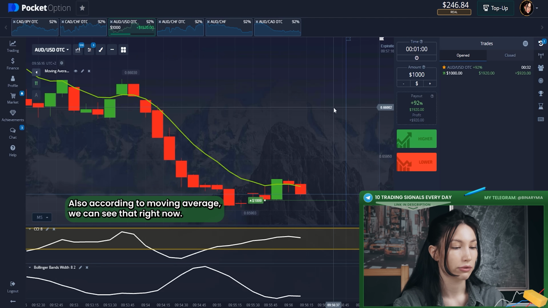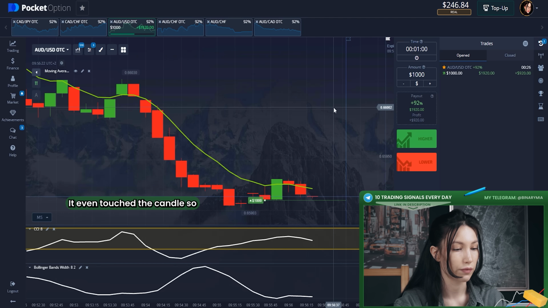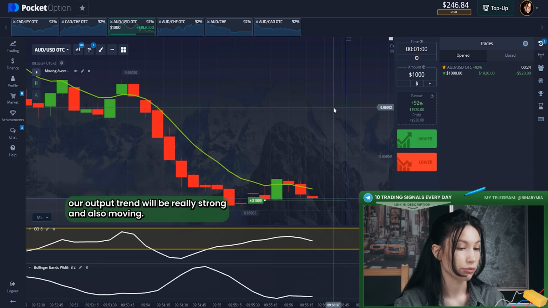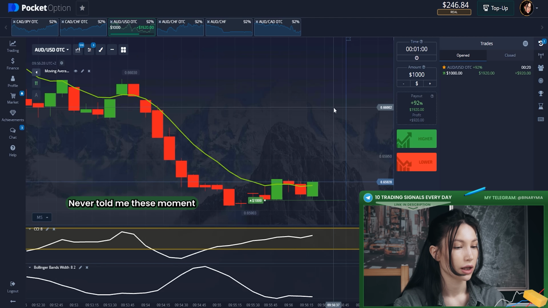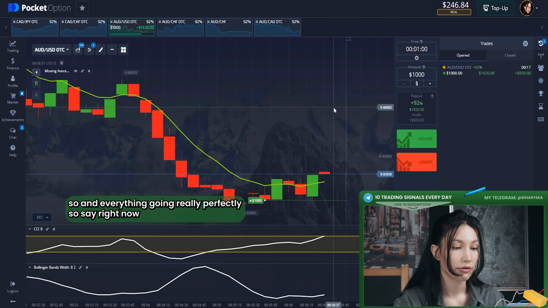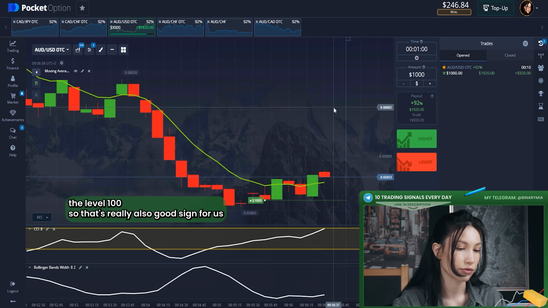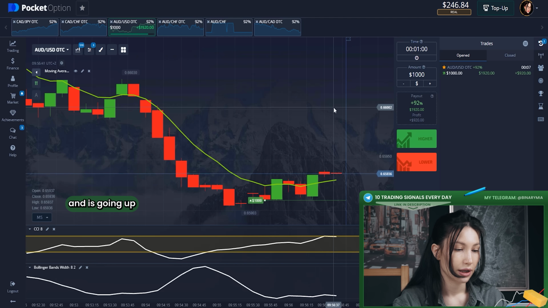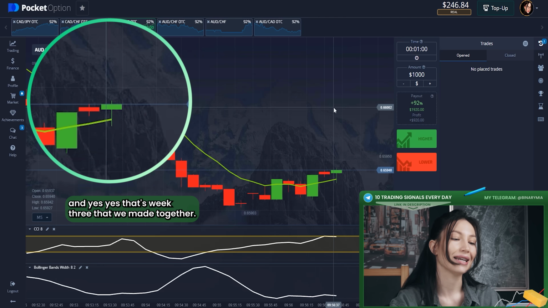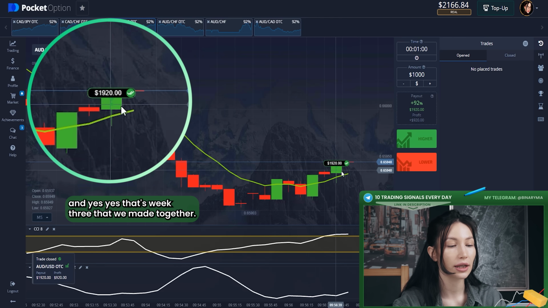Also, according to the moving average, we can see that right now it even touched the candle. So our upward trend will be really soon, and the moving average is showing me this moment. Everything is going really perfectly. CCI right now touched the level 100, so that's also a good sign for us. And it's going up, just a few seconds, 3, 2, 1, and yes, that's a victory that we made together.